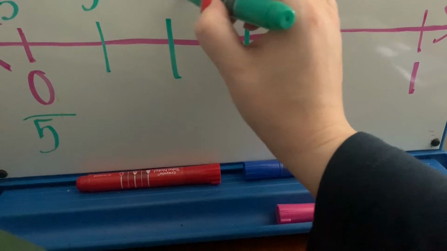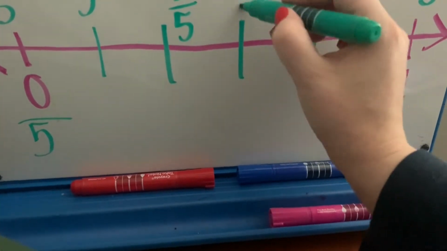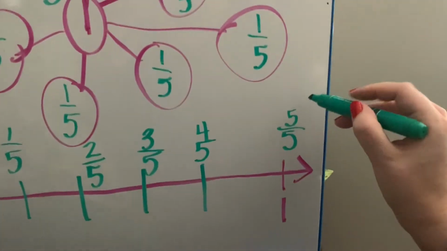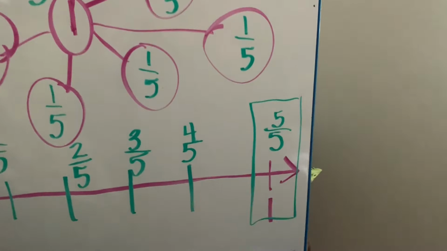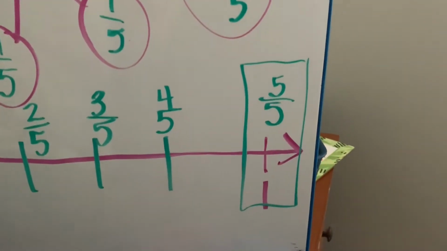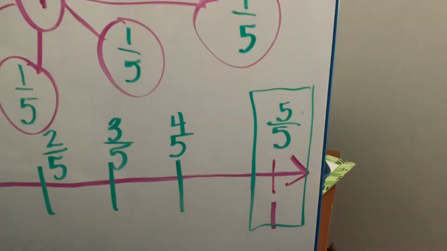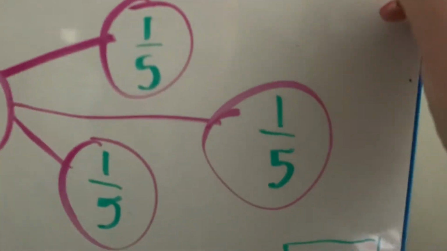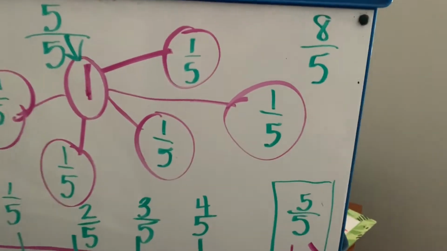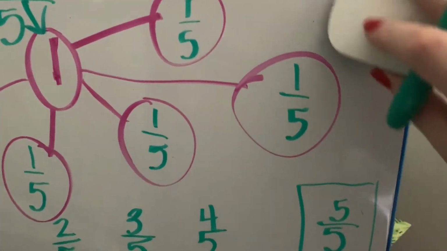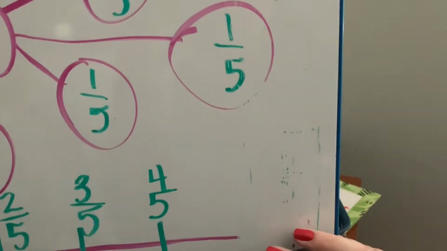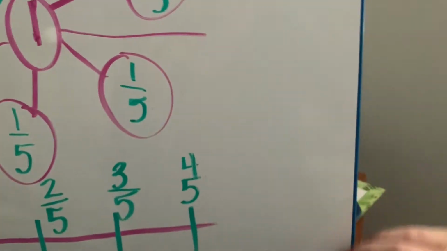So now I can just go ahead and fill in my number line. 1/5, 2/5, 3/5, and 4/5. So what I want you to recognize on this is that 5/5 equals 1 whole, which we already know. We know that to get a whole, your numerator has to be the same as your denominator. Your numerator cannot be 8/5 and expect that to be a whole.